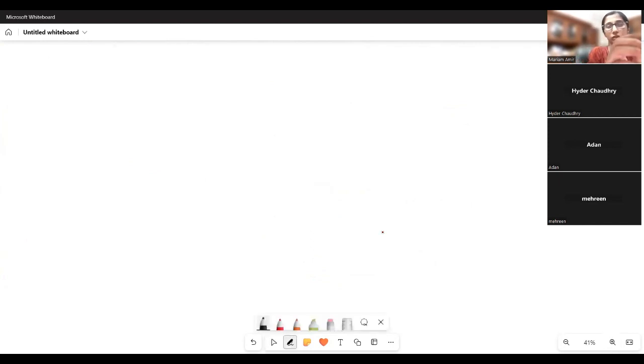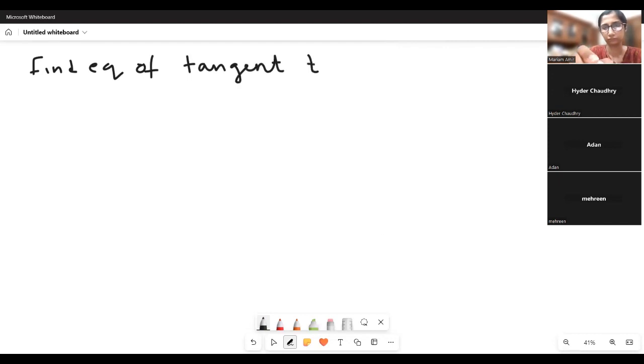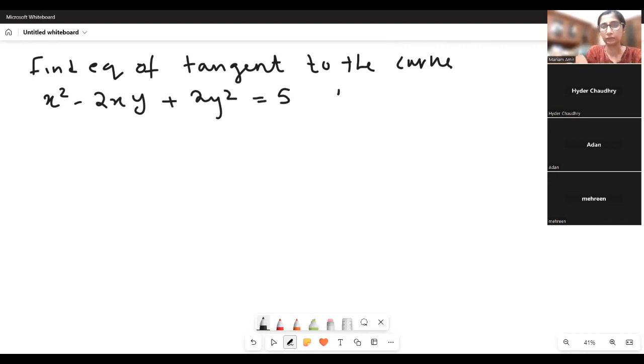Find the equation of the tangent to the curve x square minus 2xy plus 2y square equals 5, at 1, 2.